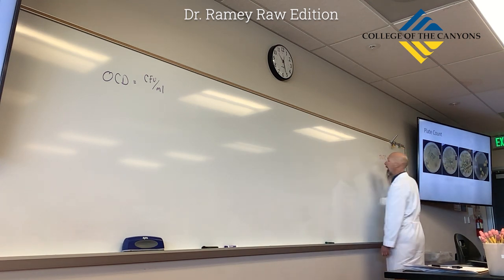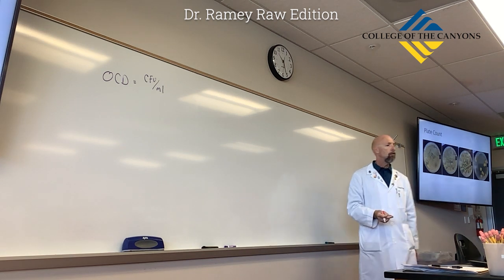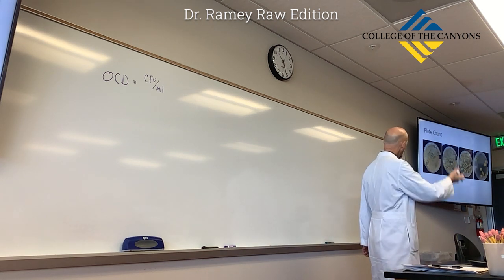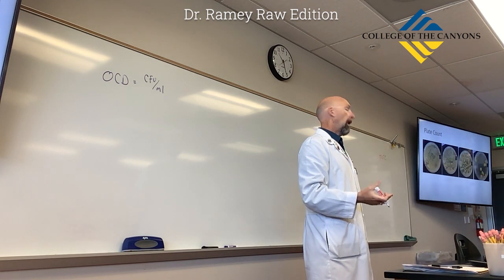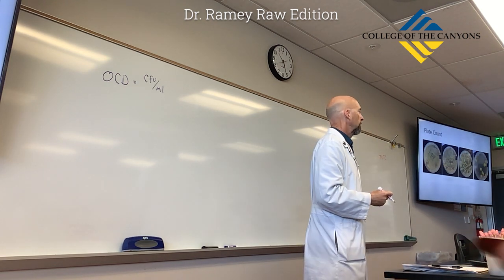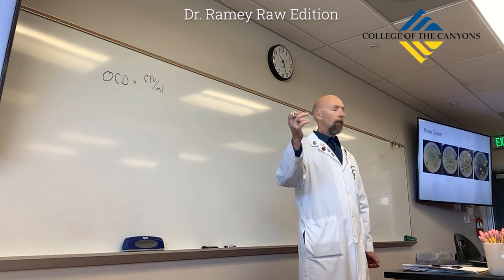Too numerous to count, right? TNTC, too numerous to count. The plate B, we would start to count it. How many colonies do you think are on plate B? 300. 300?